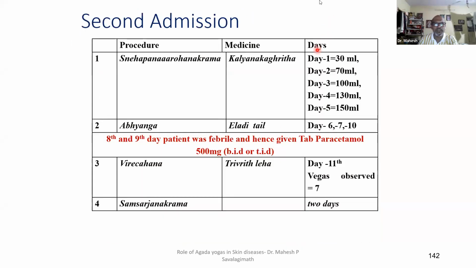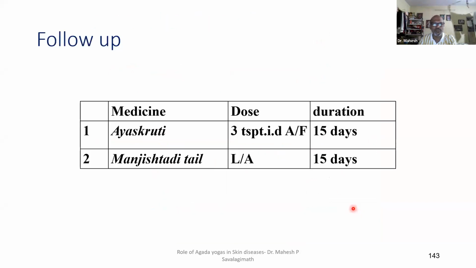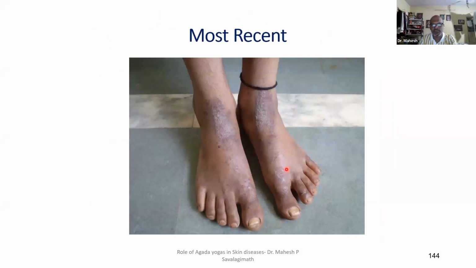Virechana was done for prevention, because he is a farmer. He goes, farmer means not so old. He's young, 17, 18, 19, maybe in that range, but he's not into education. So Snehapana we did with Kalyanakagrita, Elaitya Labbenga, Virechana with Rutleha, and Samsajana Krama was given for 2 days. Follow-up medicine was IS-Kriti, Manjishta Taila. This was the last photograph which we got from him, right?